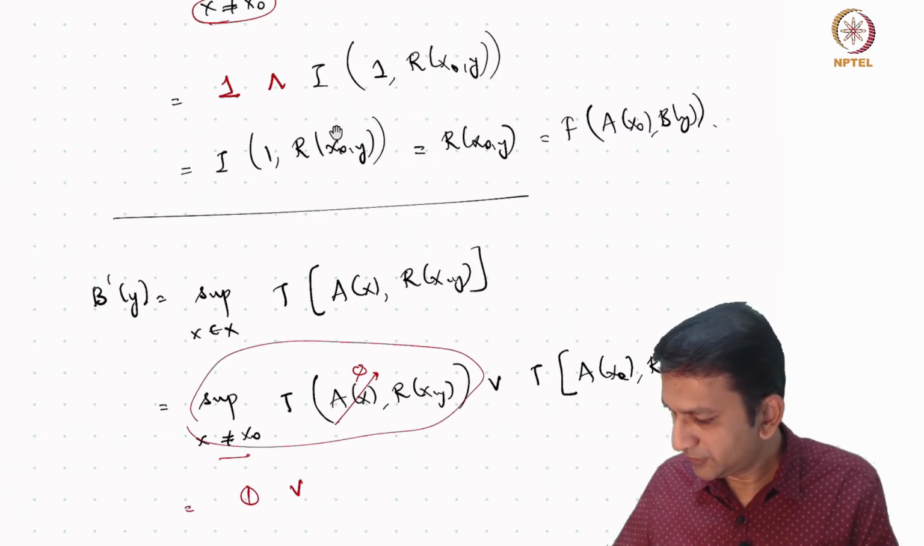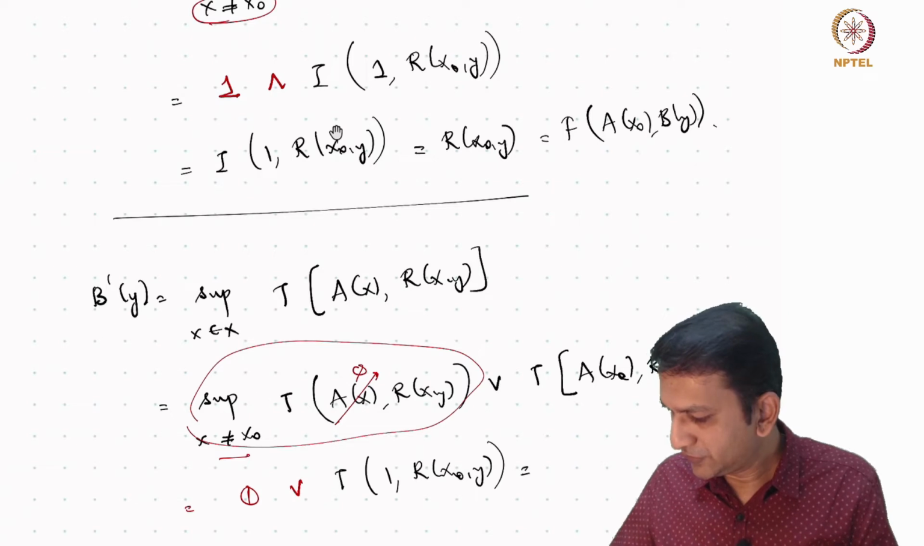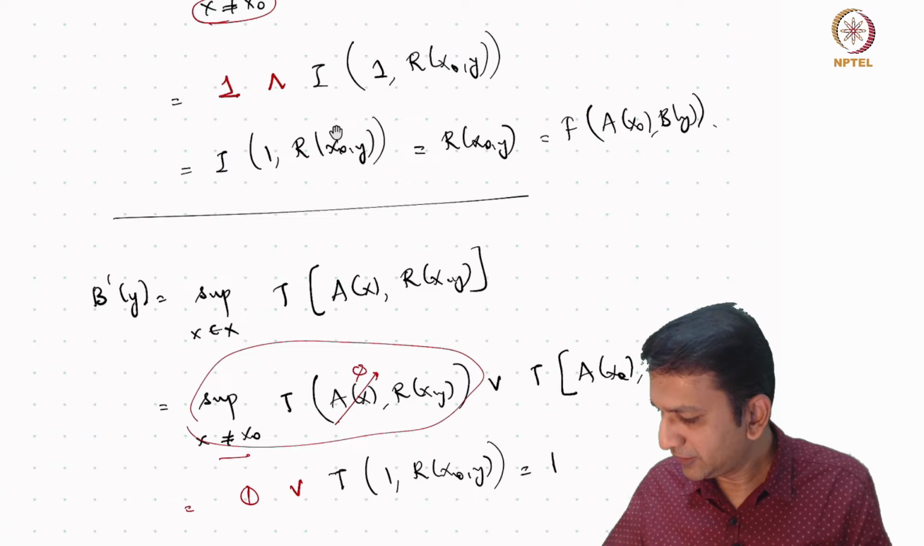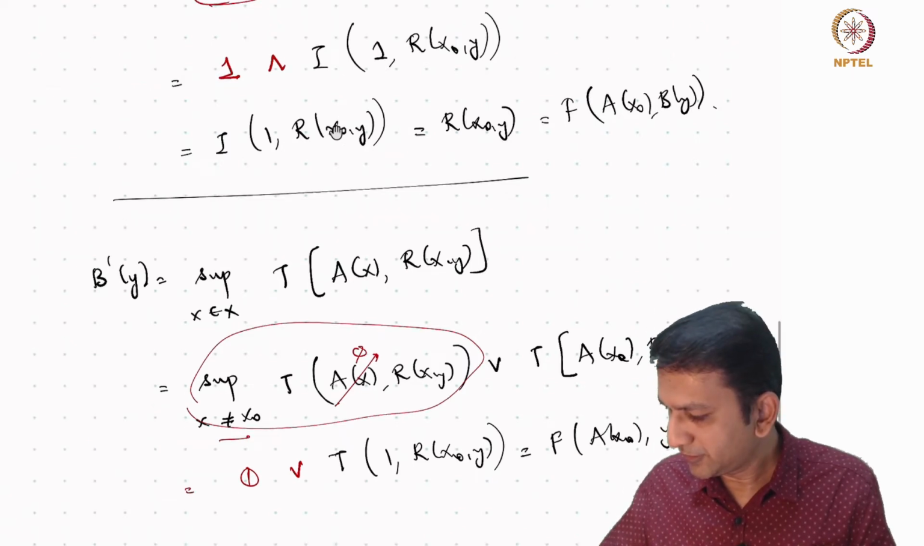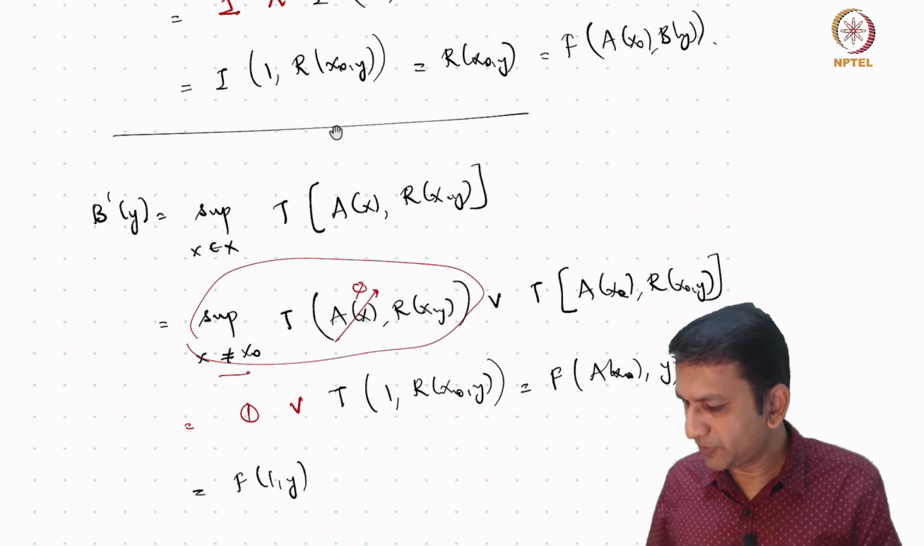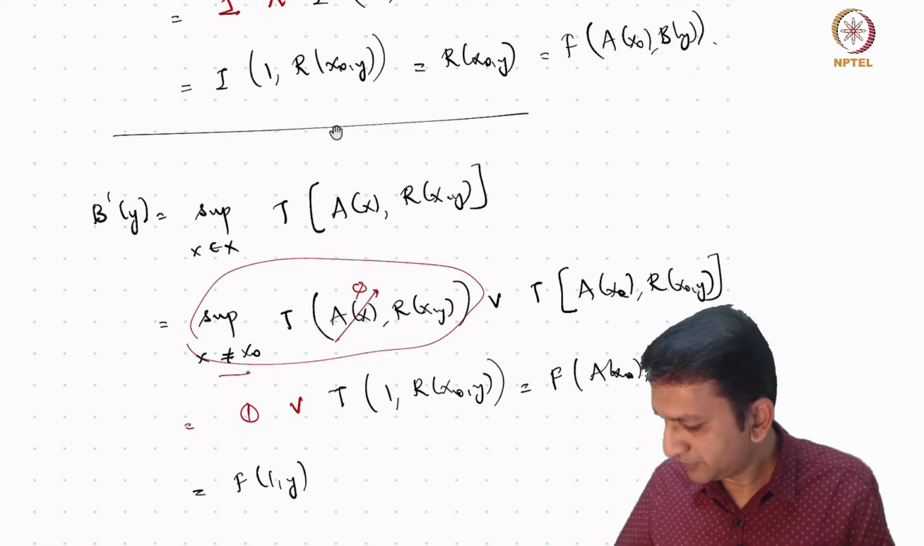Join with T of 1, comma R of x0, comma y. We have seen that this is nothing but, since 1 is the neutral element of T, it is nothing but f of A of x0, comma B of y. At A of x0 it is 1, so we have f of 1, comma B of y.